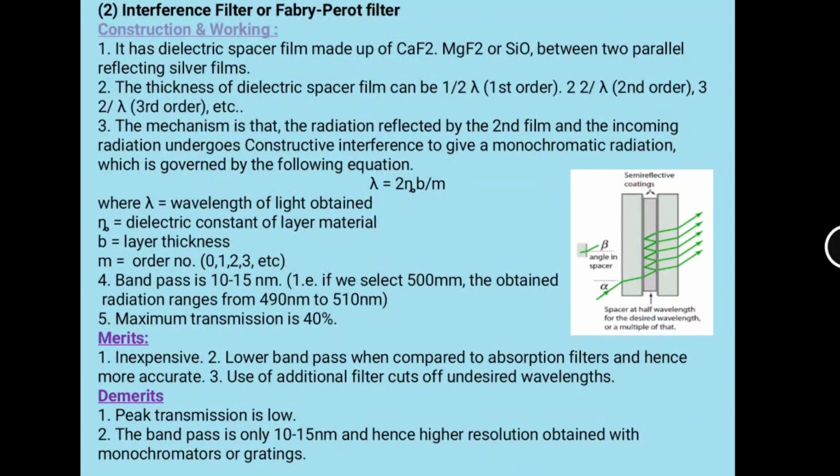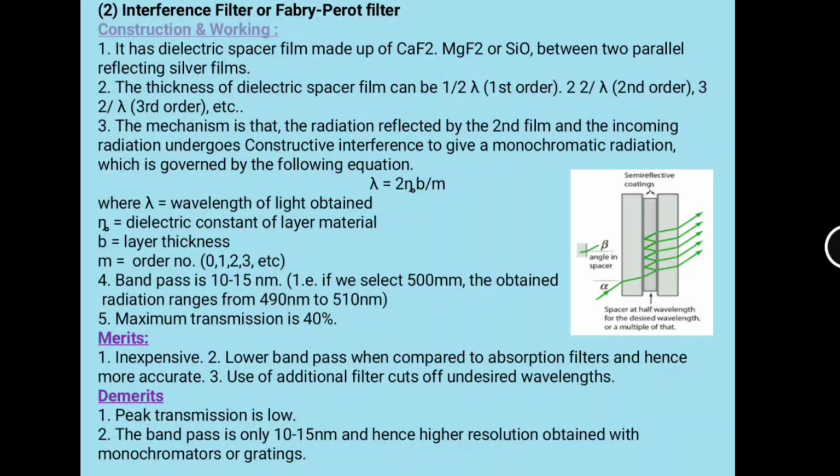Next one, interference filter or Fabry-Perot filter. Here, for the construction and working of these filters, you can see the diagram. It consists of a dielectric spacer made up of calcium fluoride, magnesium fluoride or silicon dioxide between two parallel reflecting silver films. The thickness of the dielectric spacer can be 1/2 wavelength, or lambda by 2, or 3 lambda by 2. The mechanism is that the radiation reflected by the second film and the incoming radiation undergo constructive interference to give a monochromatic radiation.